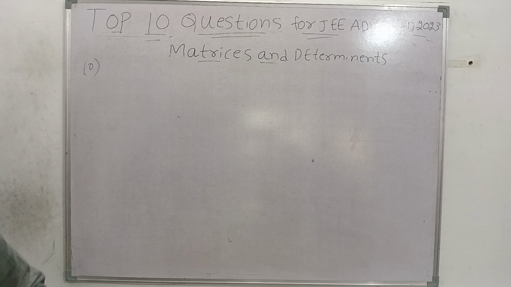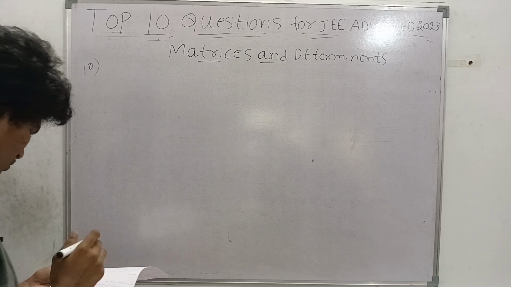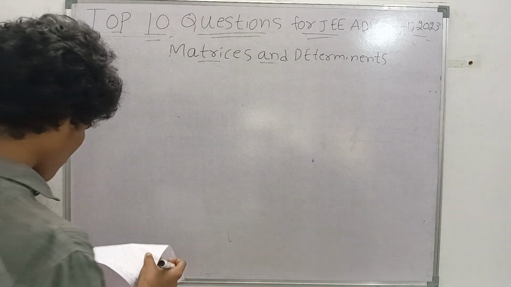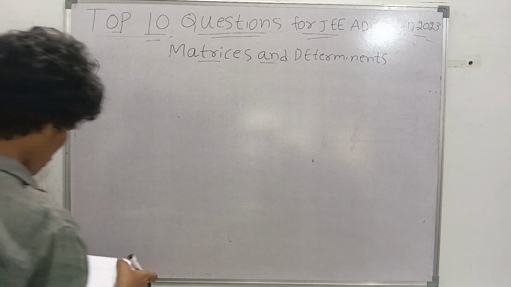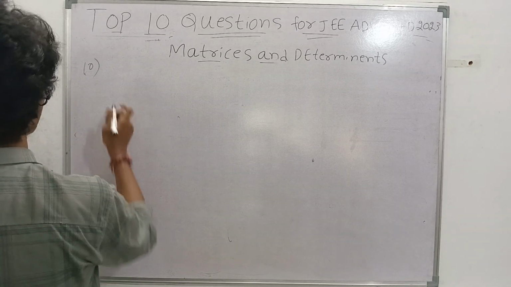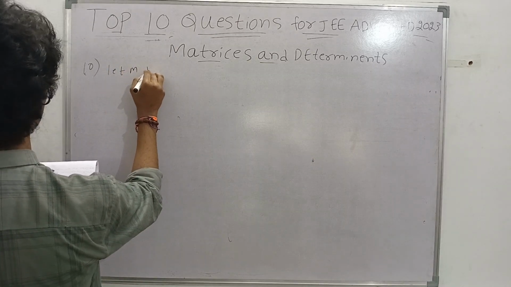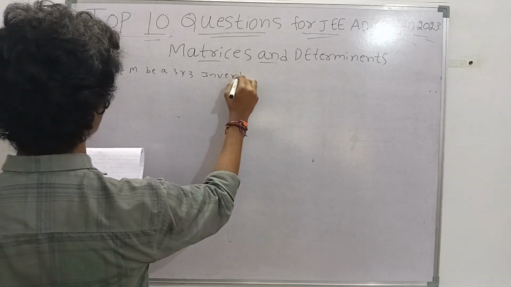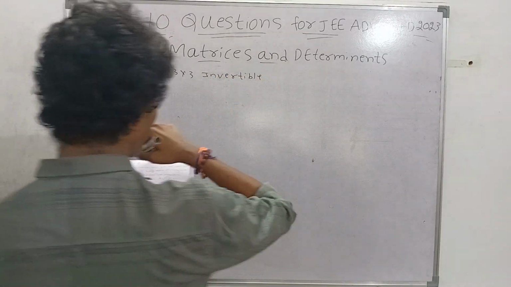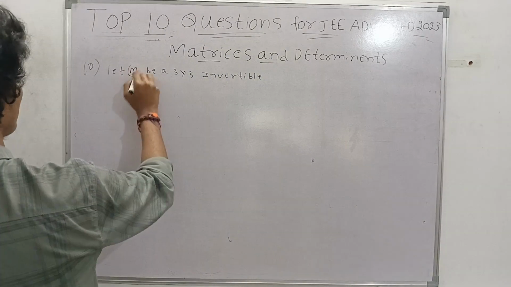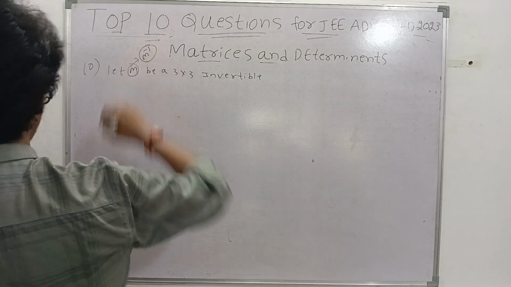Now the 10th question. Last question, guys. Let M be a 3 cross 3 invertible matrix. That means the inverse of this matrix exists, that is, M can exist as M inverse. The meaning of this is like this.